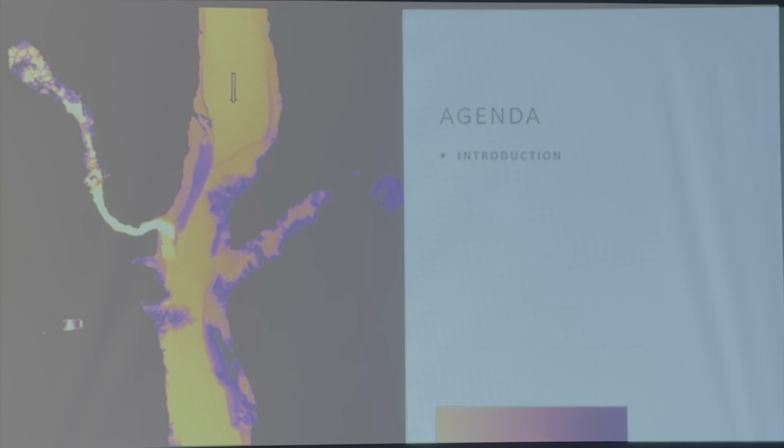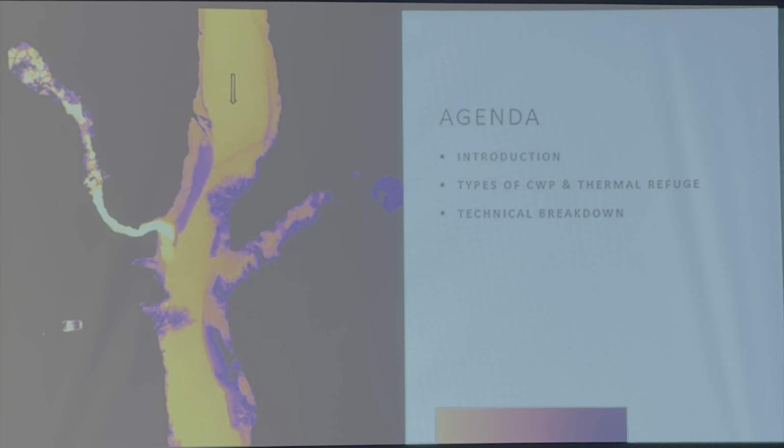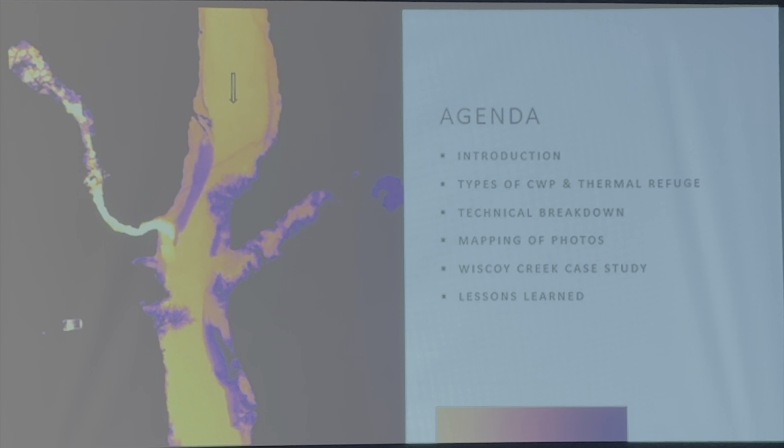So we're going to start talking about general thermal features we find in rivers. So that'll be a fun conversation, and then I'll go through the technical breakdown, and then I'll go through multiple slides of mapping of photos, and then we'll get into the Wiscoy Creek case study. And for this presentation, I'm really going to let the pictures do a lot of the talking. And if anyone wants to move up and move closer to see the screen a little better, feel free to move on up.